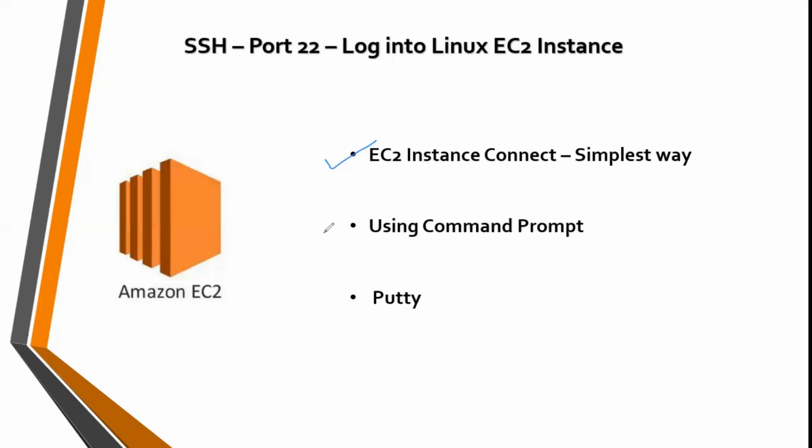The second way of doing an SSH is using a command prompt, but there are limits for this. If you are using Mac, Linux, or a Windows operating system of version 10 or above, then you can directly SSH into a Linux EC2 instance using a command prompt. The third way of doing an SSH is PuTTY. PuTTY is a piece of software which allows us to SSH into Linux instances, and for this we need to install two different pieces of software: PuTTY and PuTTYgen. We will discuss these ways sequentially later in this video, so please stay tuned.